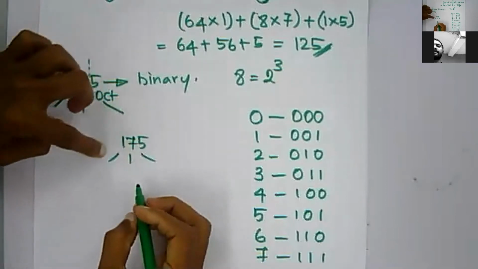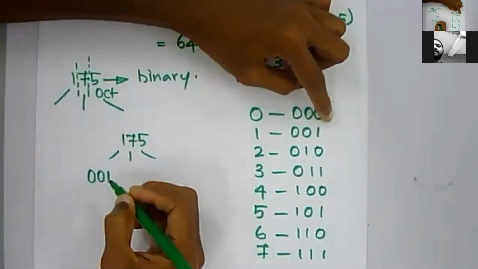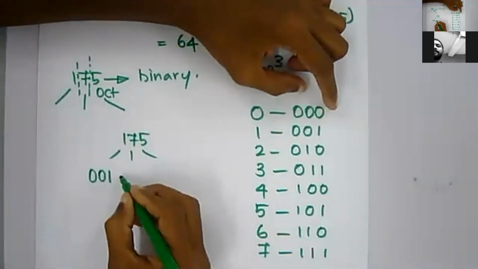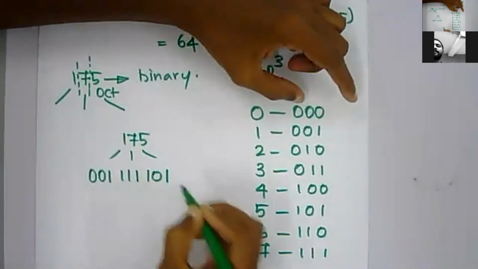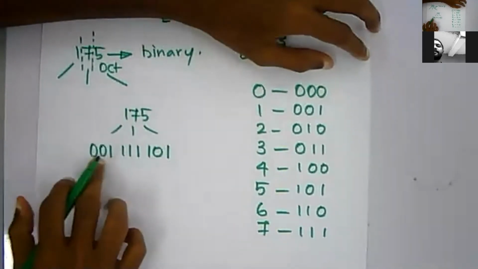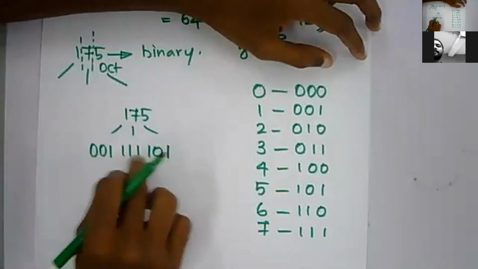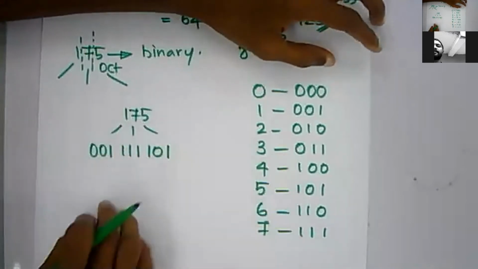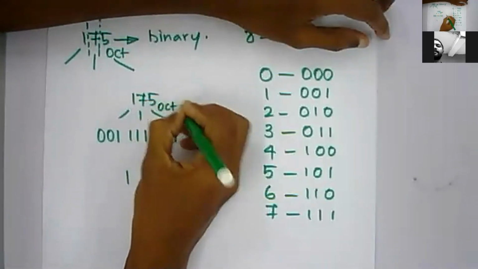For example, if you want to convert 175 octal into a binary number, I can simply write it: 1 is 001, the equivalent number. 7 is 111, and 5 is 101. Remember, the zeros in front can be removed, but this is really important: whenever zeros come in the middle or at the end, they must be kept.